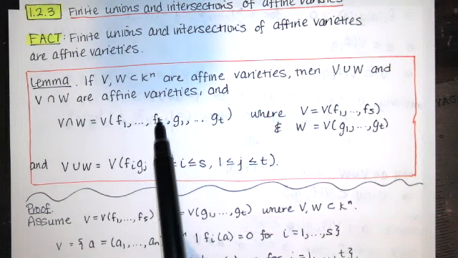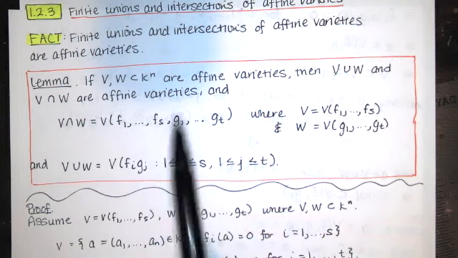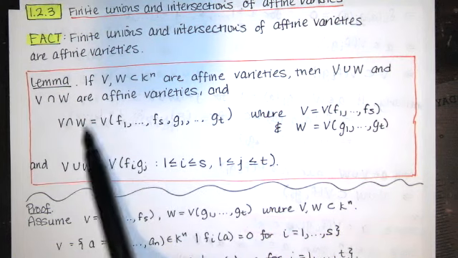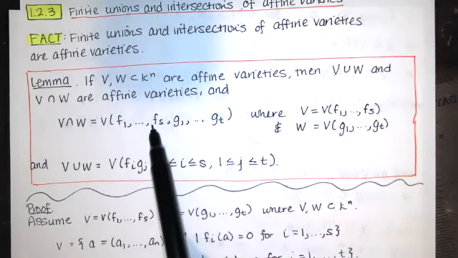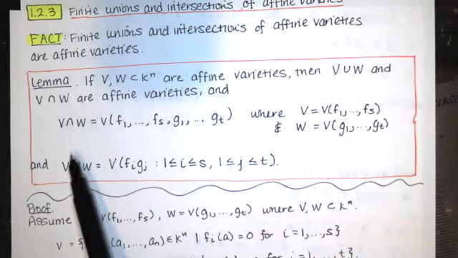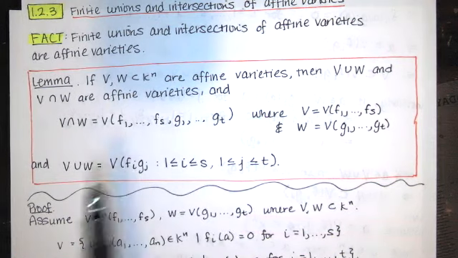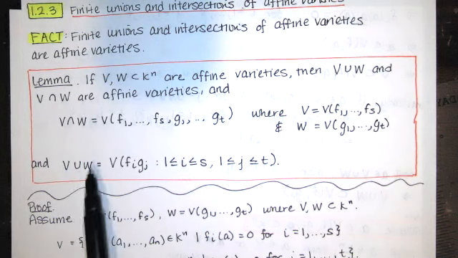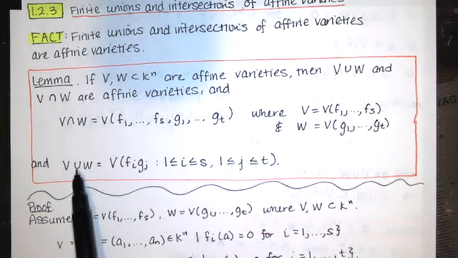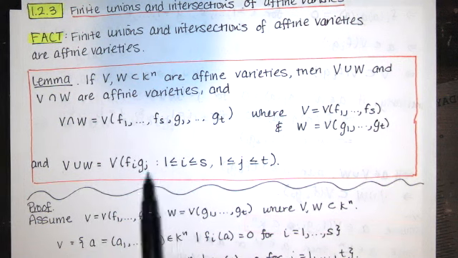It's just the polynomials that define V and the polynomials that define W. Those define the variety that results from the intersection of V and W. If V is a variety and W is a variety, V intersected with W is a variety. And then we've shown that under the same conditions, if V and W are varieties, we take their union. The union of two affine varieties is another affine variety.